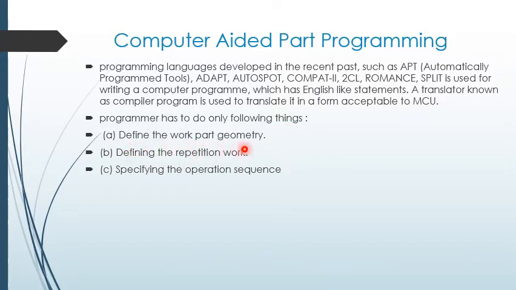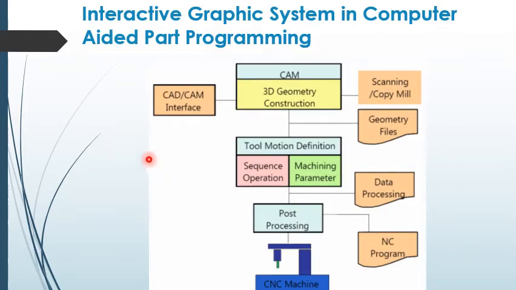First, define the workpiece geometry. Second, define the repetitive work. Third, specify the operation sequence. In this complete sketch, or flowchart, of the interactive graphic system in computer-aided part programming, we see how the whole flow works. Initially we have the part geometry or 3D geometry construction. Then the CAD CAM interface.